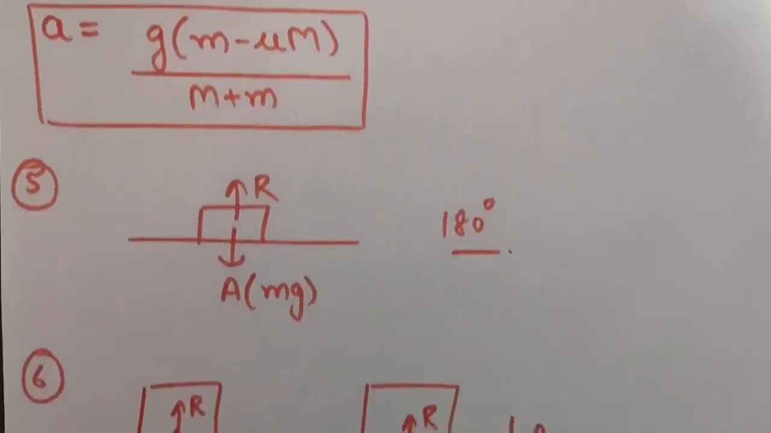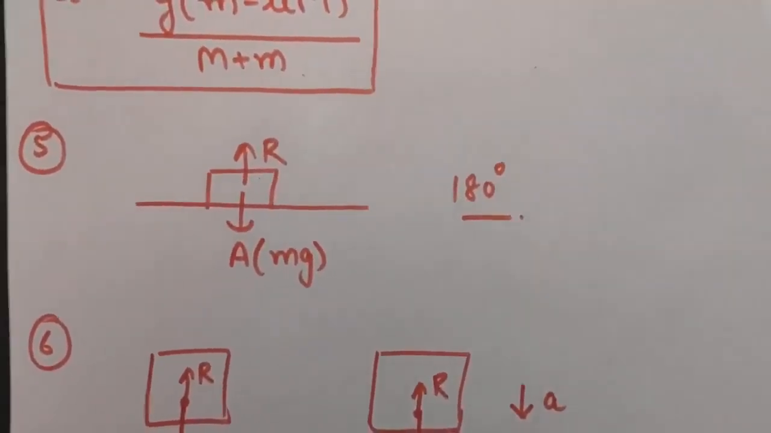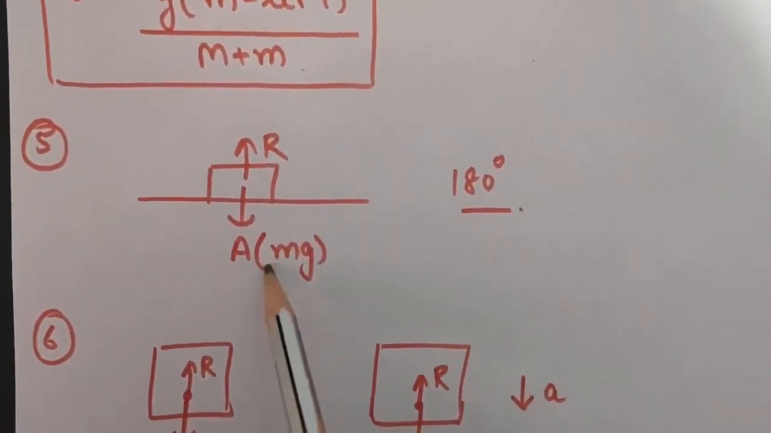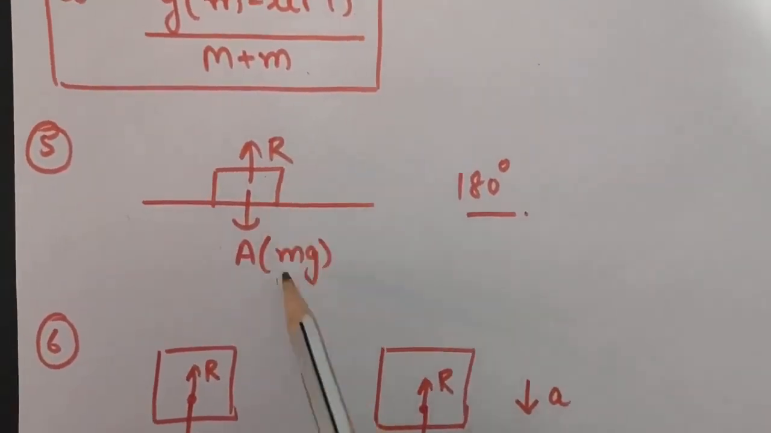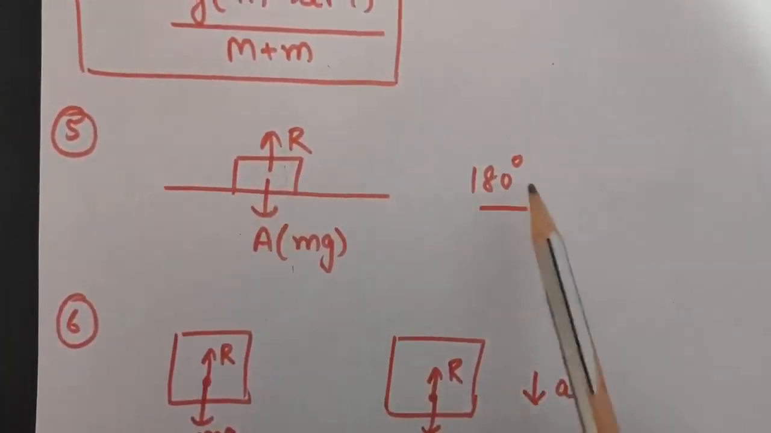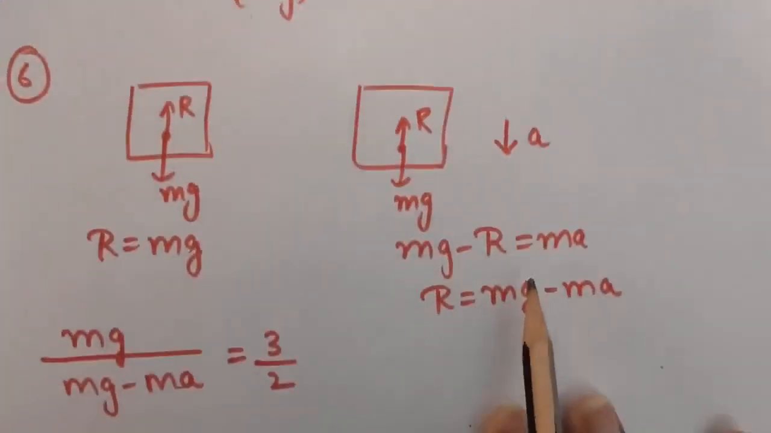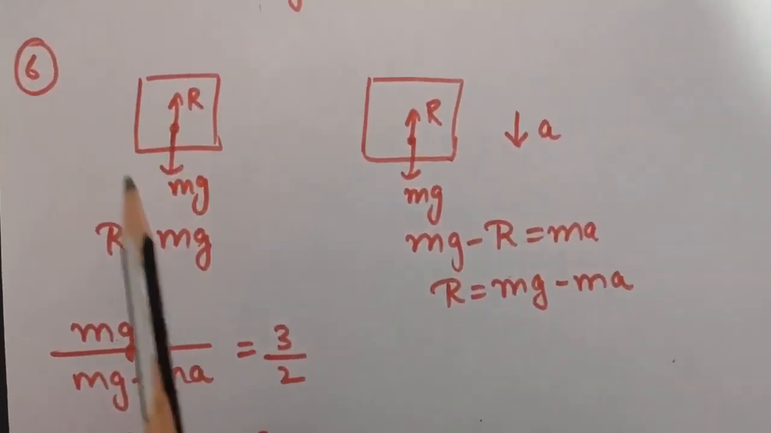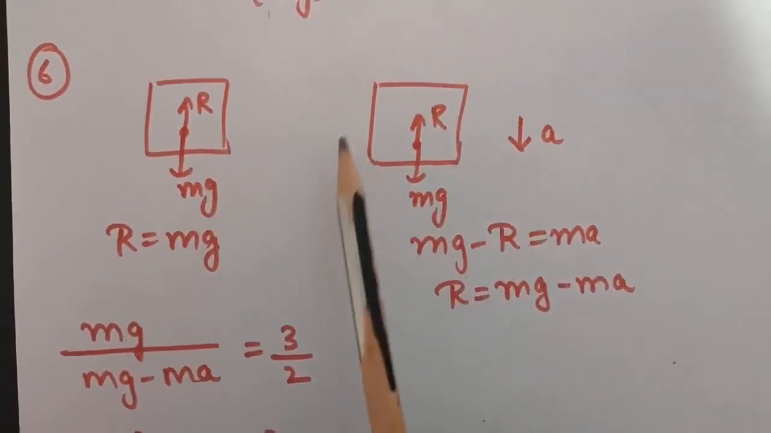Okay. The fifth question says, what is the angle between action and reaction? As you know, the action and reaction are always equal and opposite. So that means this is the angle between them, and this is nothing but 180 degrees.